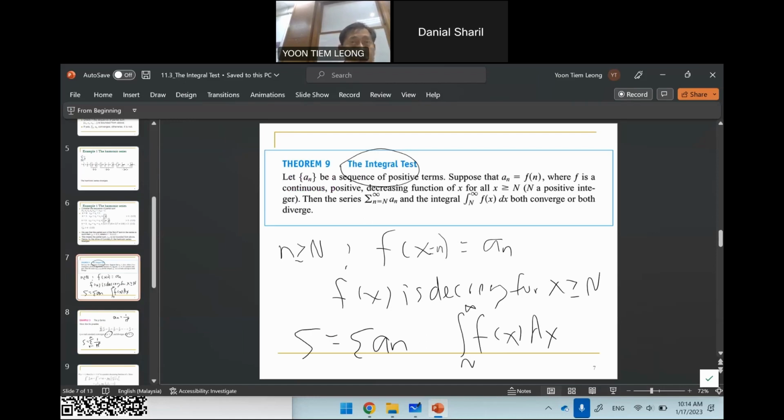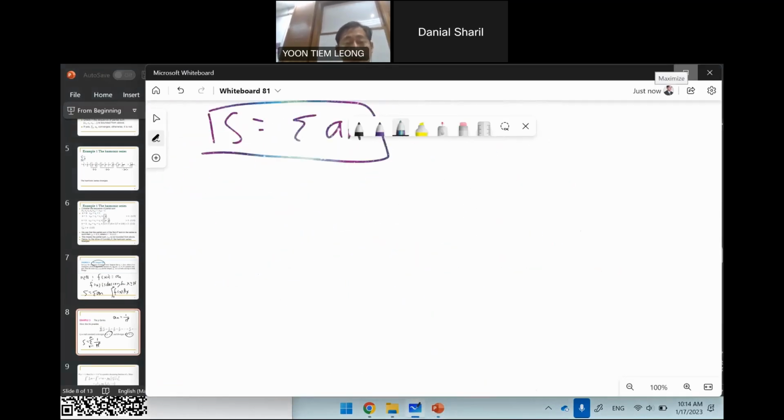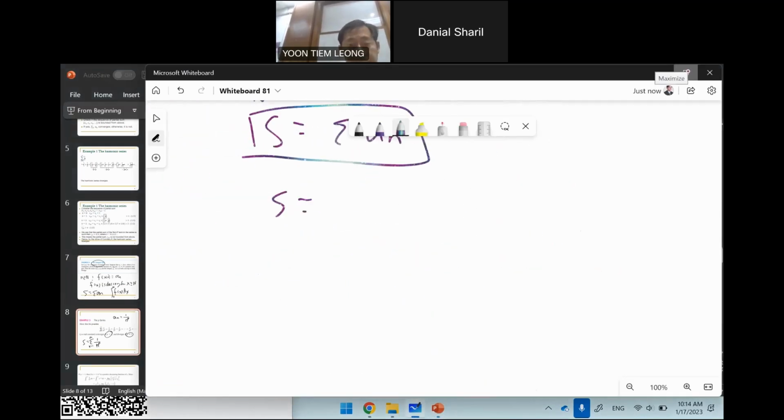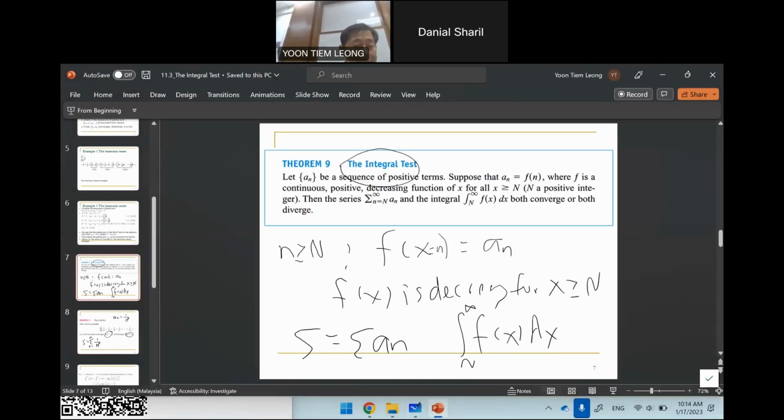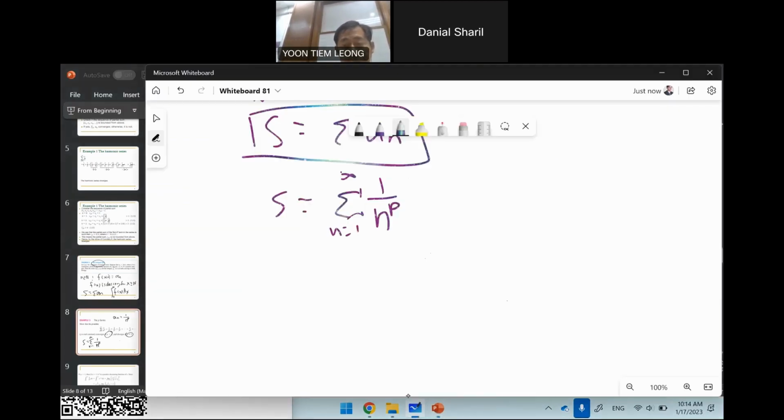What you do is perform an integration on the p series. This is what we are going to do. Say you have this S, which is the p series, the sum of 1 over n raised to the power of p, with n going from 1 to infinity. To apply theorem number 9, we look at the p series, and it's quite sure that the p series fulfills the conditions: the term a_n, which is 1 over n^p, is always positive and it is decreasing.